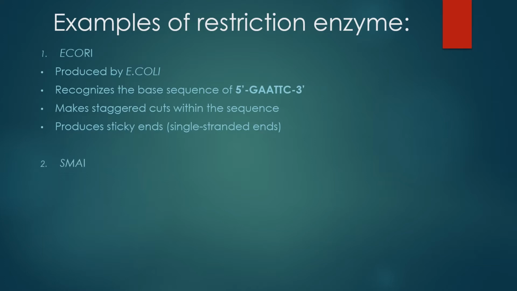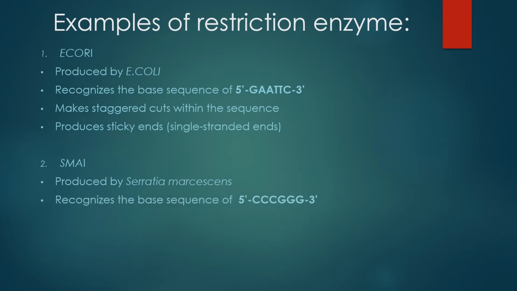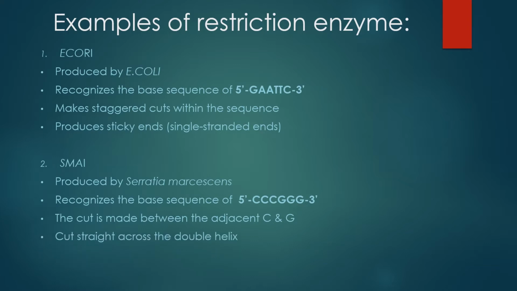Second is SmaI. It is produced by Serratia marcescens. It recognizes the base sequence of 5' to 3'. The cut is made between the adjacent C and G. It cuts straight across the double helix. It produces blunt ends.